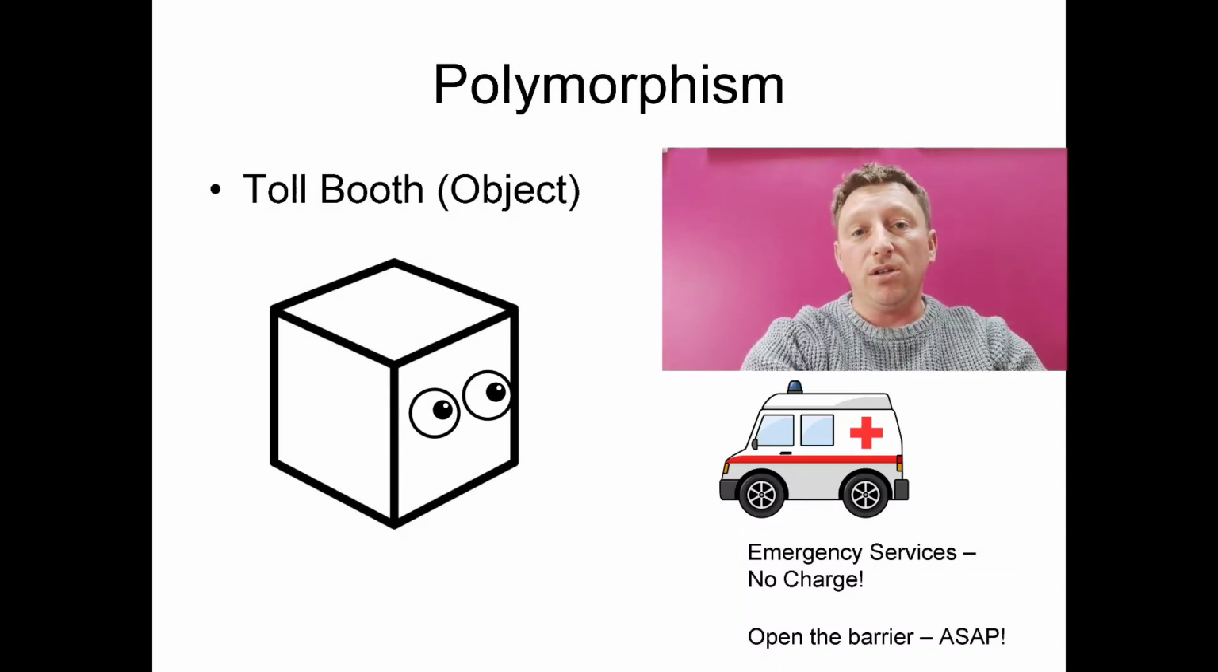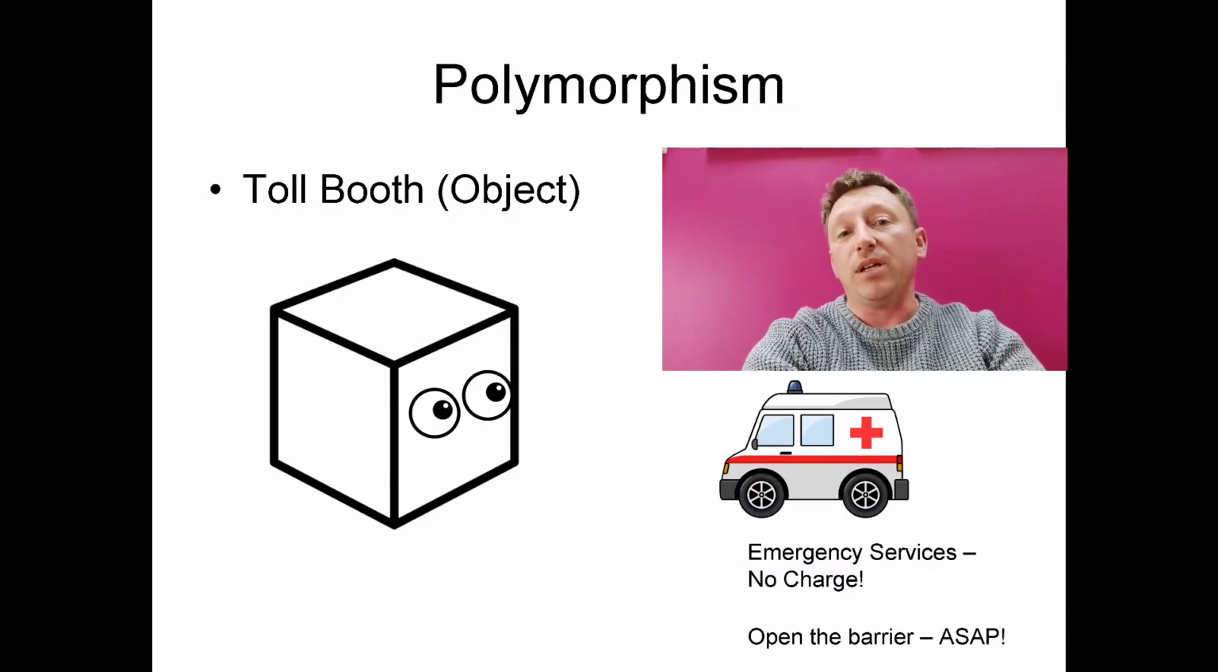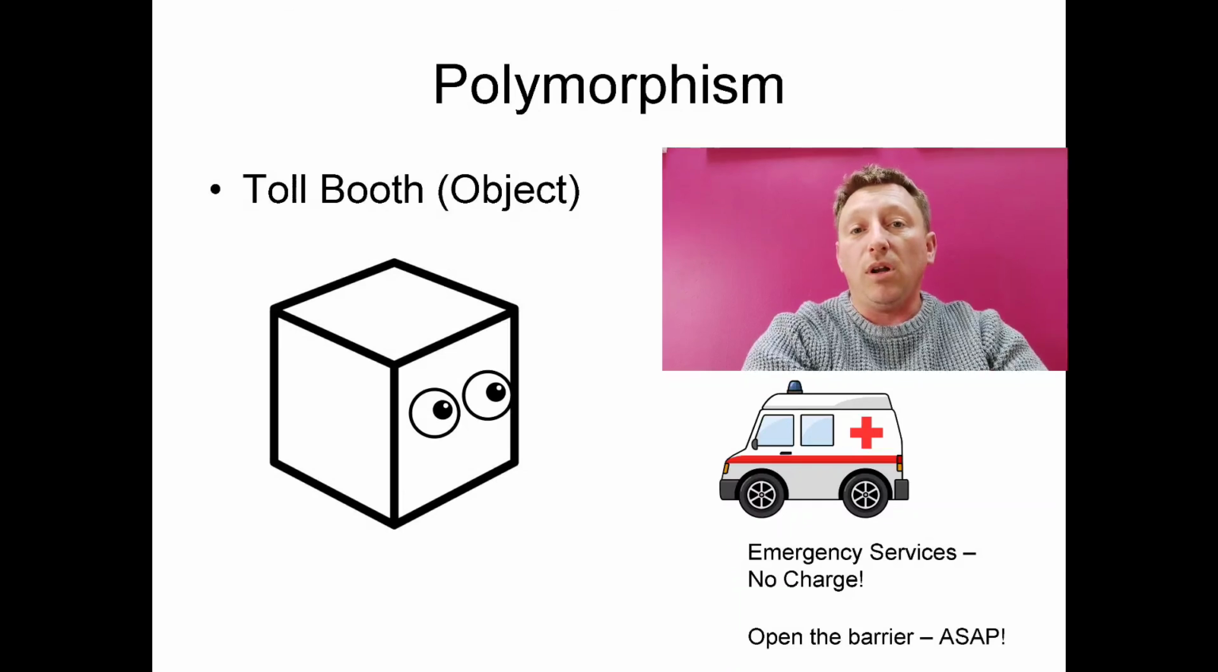Lastly, we challenge our toll booth object with an emergency vehicle. When given this object, the toll booth is smart enough to realise it's dealing with an emergency service vehicle. It will know and recognise not to charge anything to the vehicle, but it will also know to open the barrier as soon as possible and let the ambulance, the fire brigade, police or whatever service through in a hurry. Another good example of polymorphism, objects adapting their behaviour depending on what objects they're dealing with, and that is polymorphism.